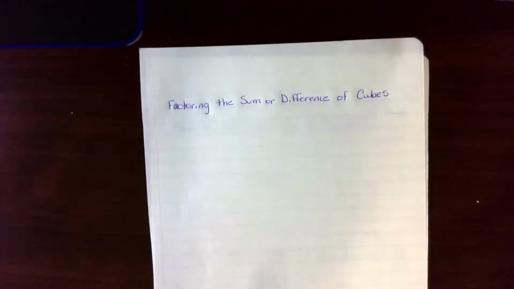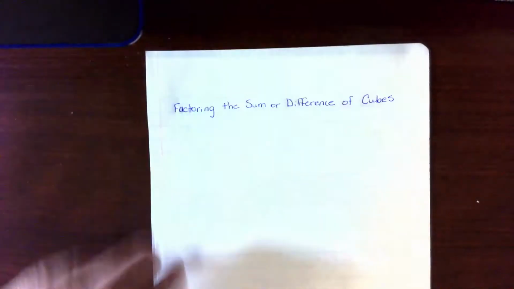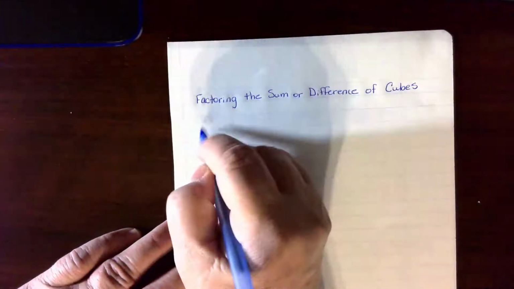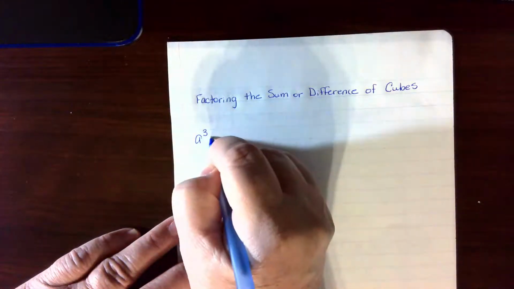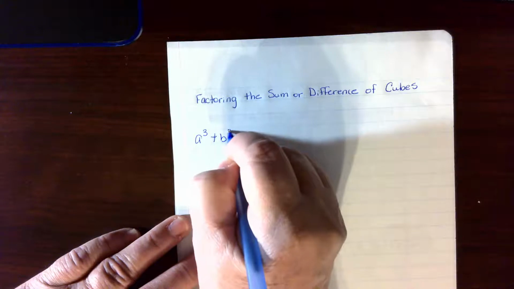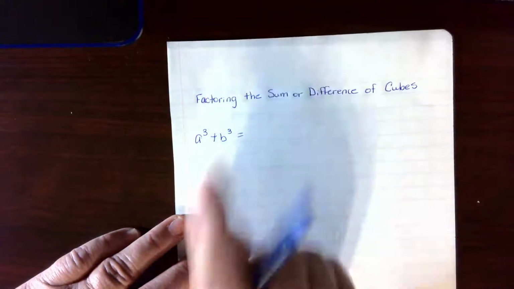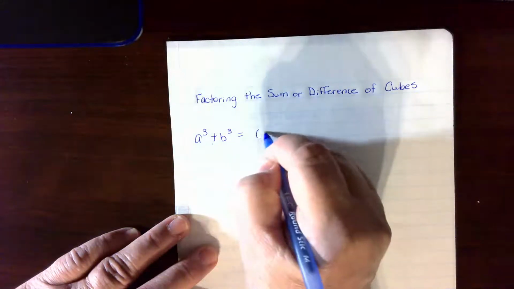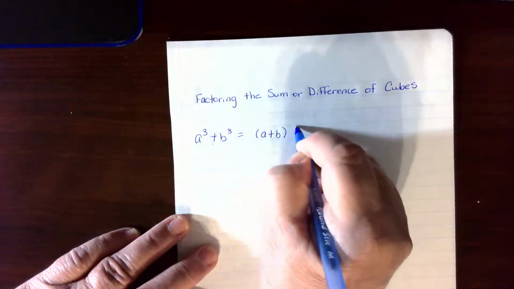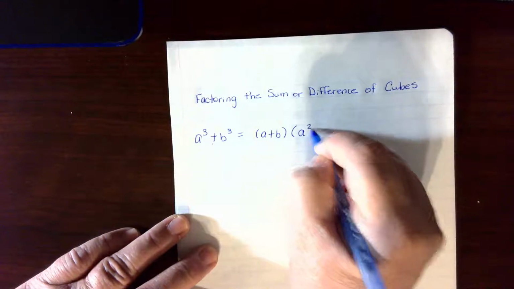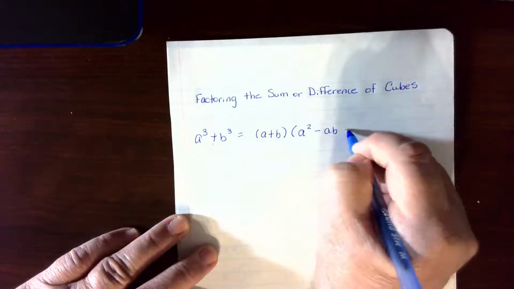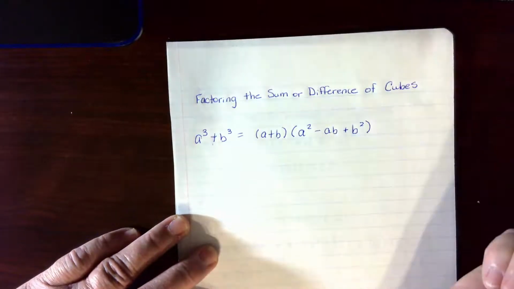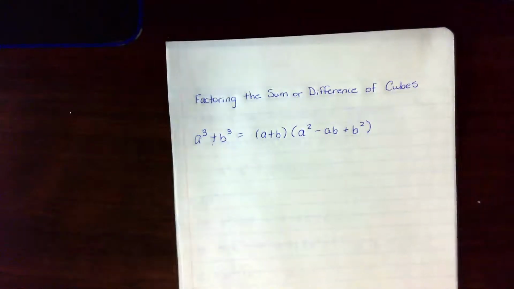Now we're going to look at factoring the sum and difference of cubes. And I'm going to give you the pattern first. A cubed plus b cubed. That is, you have two terms. They're both perfect cubes and it's a sum. It's a plus b, a squared minus ab plus b squared. That's the pattern that we'll use.